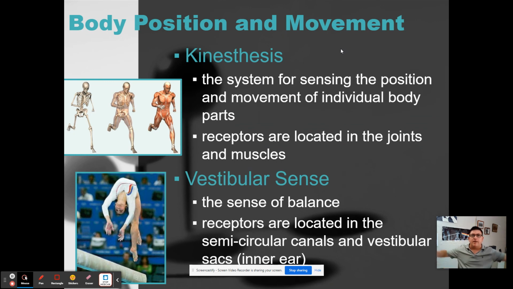Body movement and kinesthesis. Kinesthesis is how we sense the position of our body. I know I'm touching my nose right now. I know it. I can feel it. My head, my chin. It's how we monitor where our body is. These receptors are located in the joints and the muscles. Your vestibular sense is controlled in your ear and your cerebellum.